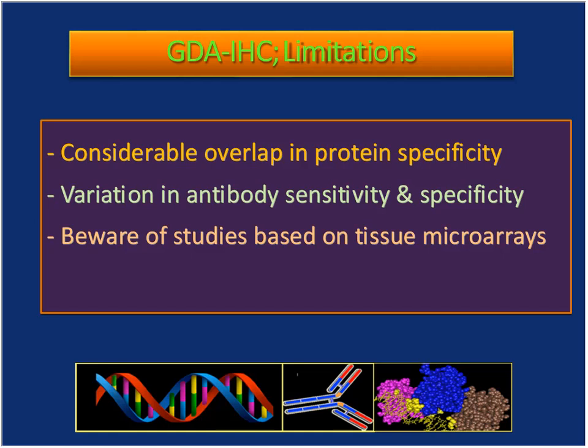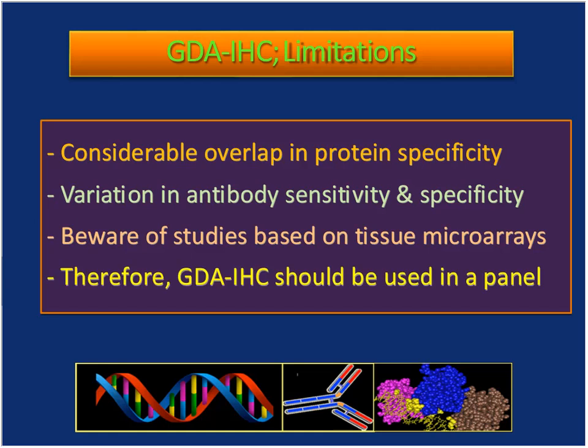So the final message for this talk is that immunohistochemistry for these genomic derived antibodies should always be used in a panel. It's no different than any other markers that we use for diagnosis. So these are helpful, important, but again, they should be used in the panel, not as solitary agents.